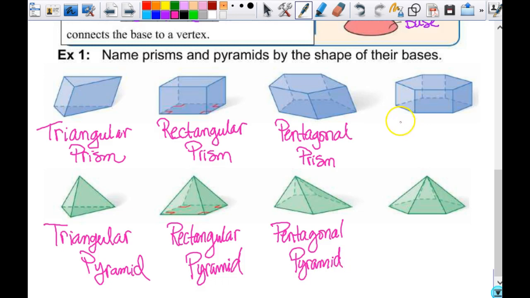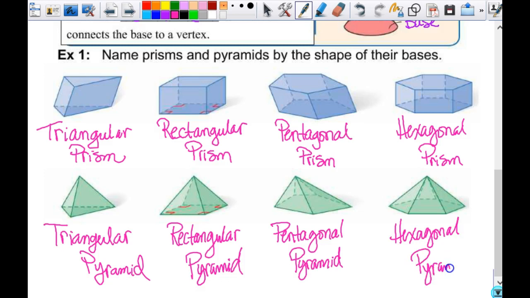And then that would make this a hexagonal prism and a hexagonal pyramid. All right, everybody good with all that?